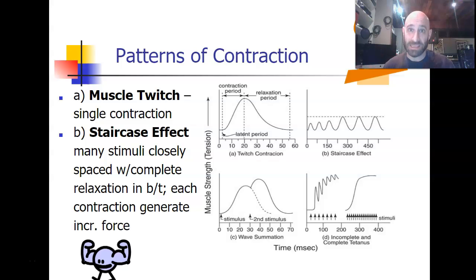So when that second stimulus comes, some of that calcium's already in place. Also, not all that calcium's gotten back to the sarcoplasmic reticulum. So some of that calcium's probably still floating out there in the cell, so it's going to be able to get back to the muscle fiber much quicker.